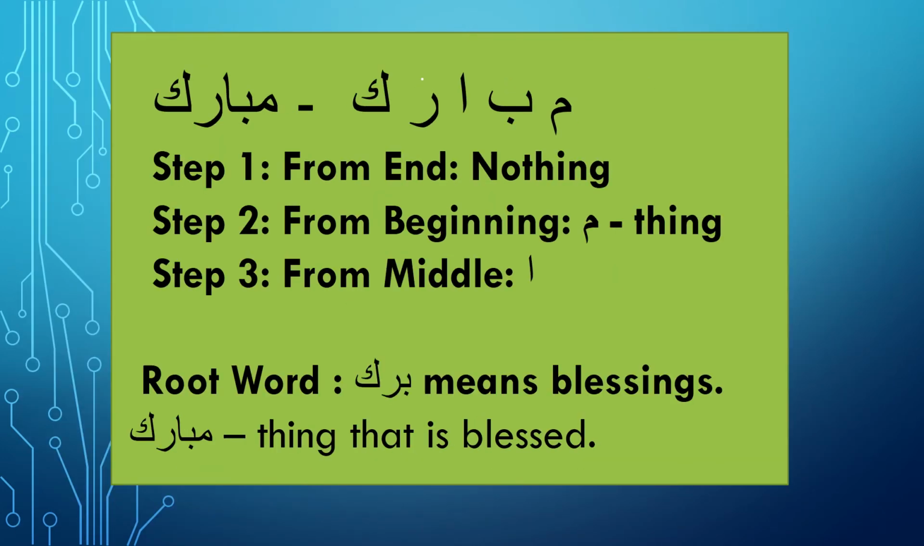The fifth word is mubarak. Ka is removable. Hu, hum, ka, kum, ina. Ka is removable. We have mim. Mim is also removable. Then we have ba. B is only removable, not ba. So we are left with bar.